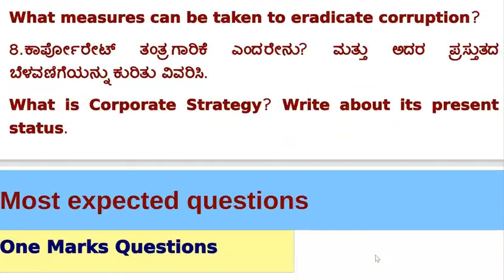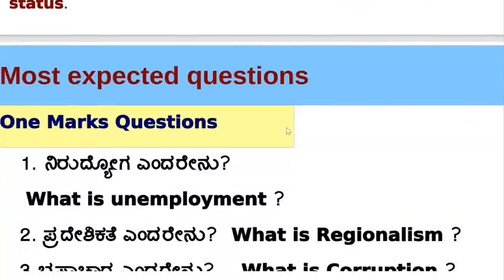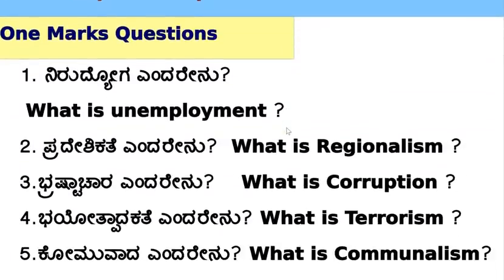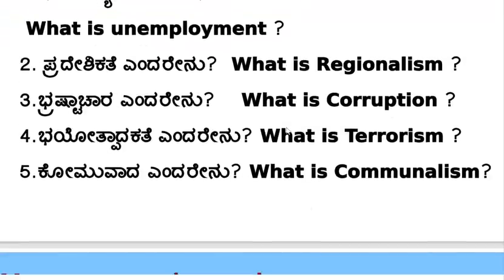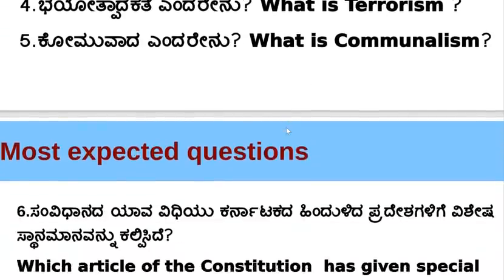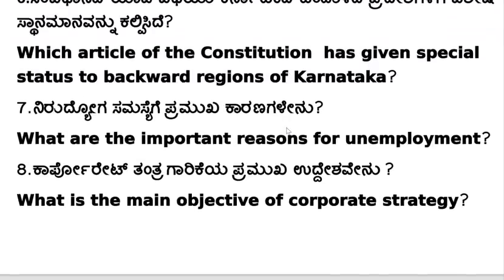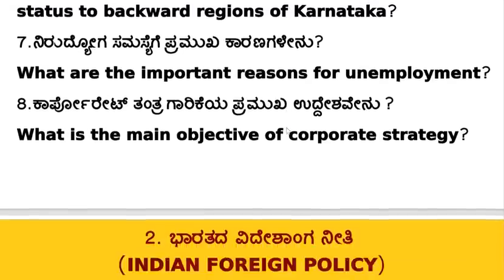Next, what is corporate strategy? Write about its present status. So these are all the 3 or 4 mark questions from this chapter. And next, most expected 1 mark questions. What is unemployment? What is regionalism? Corruption, terrorism, communalism. Next, which article of the Constitution has given special status to backward regions of Karnataka? What are the important reasons for unemployment? What is the main objective of corporate strategy?